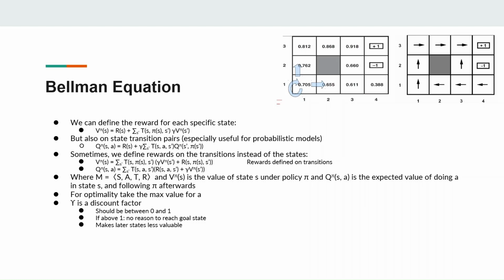If it's above 1, we also get interesting behavior, because then it means that every extra step that I can take in a maze will give me more reward. So there is no reason for me to finish. So that is really why it's important to have it between 0 and 1.